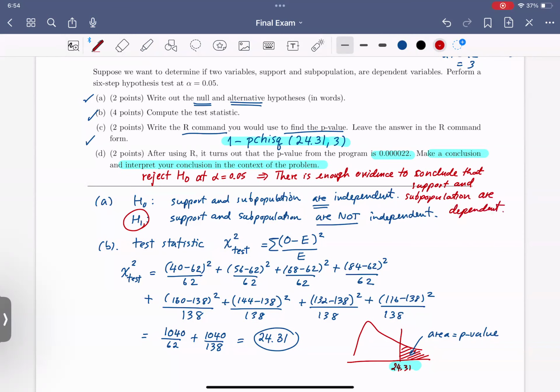All right. That is the end of the final exam solutions. I hope you enjoyed learning statistics. This is all the final exam review, and hopefully you're going to be ready by next Tuesday.